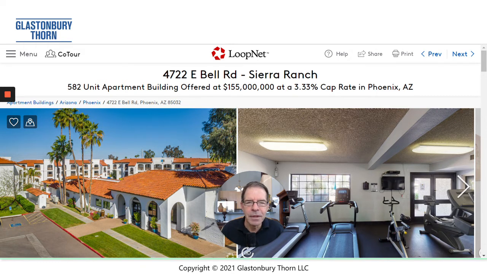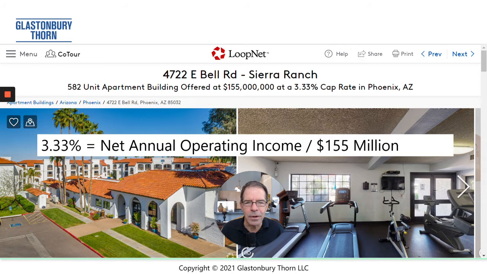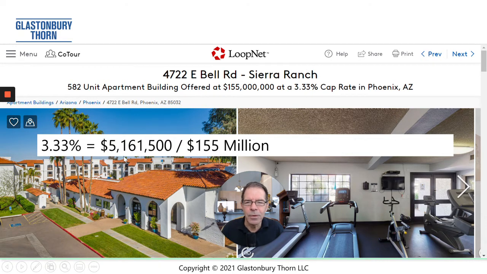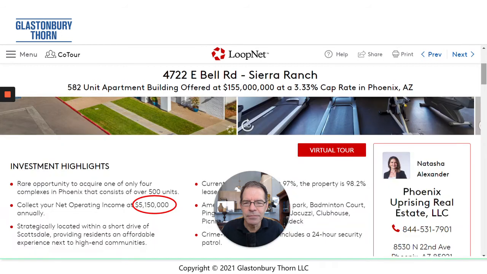Okay. So what then, therefore, must be the annual profit for this property? Well, we know that it's a 3.33% cap rate. We know that we have to pay $155 million for it. And so if we multiply 155 million times 3.33%, it must be the case that the net operating income on this complex is 5.161 million. So let's check.